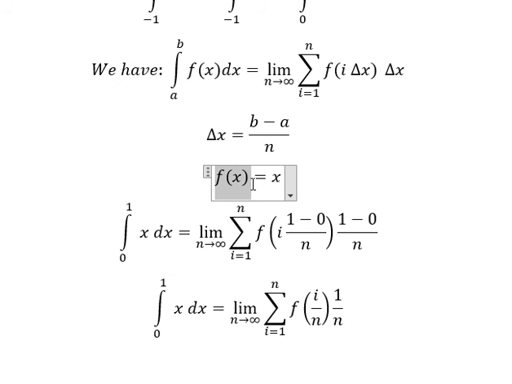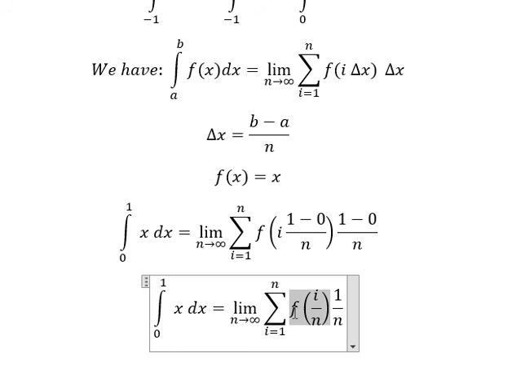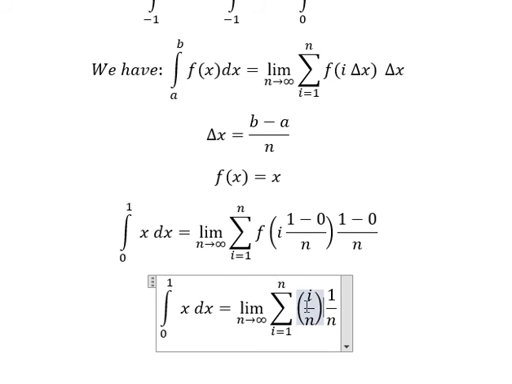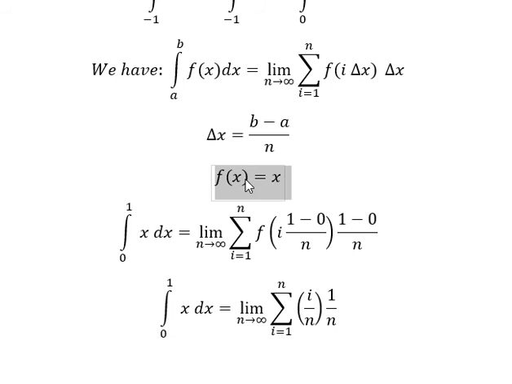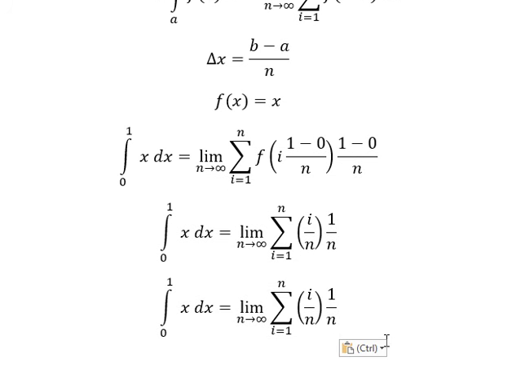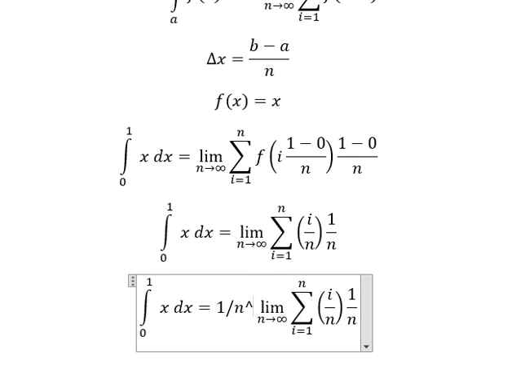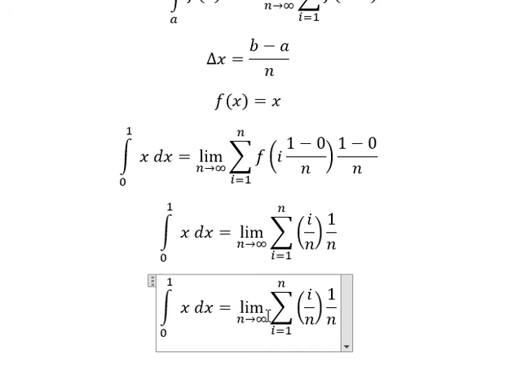So we have f of x equals x. So this one we have i over n, because we put i over n into this function, that's why we have i over n in here. So n multiplied by n, we have n squared. I will put it in here.